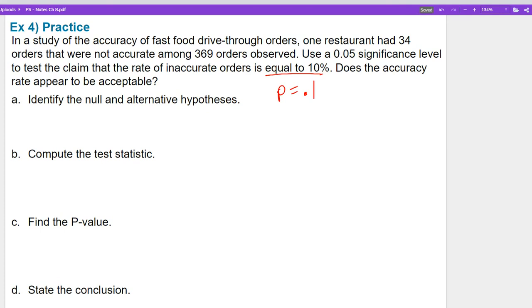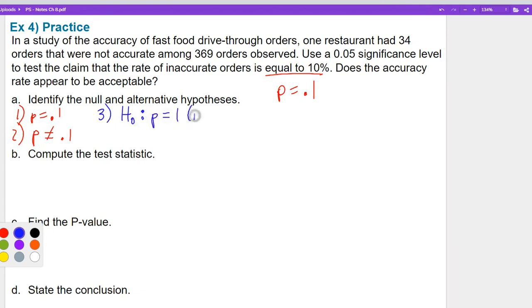So part A says identify the null and alternative hypothesis. Well, step one, you got just what they're talking about. Step two says give me the opposite of that. Well, the opposite of that is not equal. And so step three, you've got the null. Step three, your null hypothesis is just the one that has the equals in it. And your alternative hypothesis is the one that does not have the equals in it.